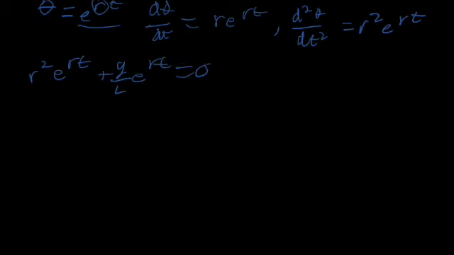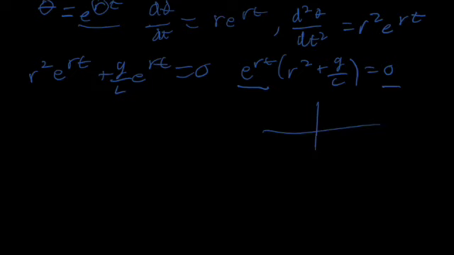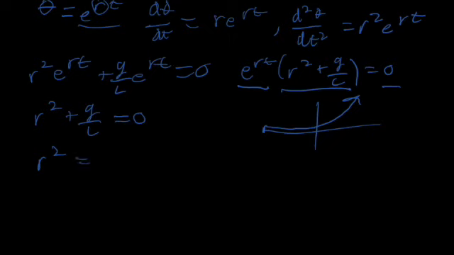So we can factor out an e to the rt term. For this to equal 0, it never can equal 0, because if we look at the graph, it's pretty close right there and then it sort of accelerates, but it's never going to actually equal 0. So this term can never equal 0, which means that the other factor has to equal 0. So r squared plus g over L must equal 0. We can subtract g over L on both sides, so r squared equals negative g over L. Take the square root of both sides, and we're going to get an imaginary result.